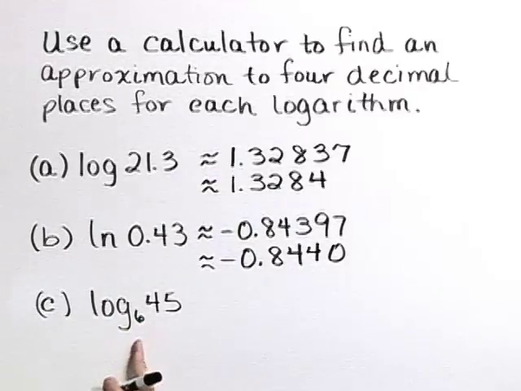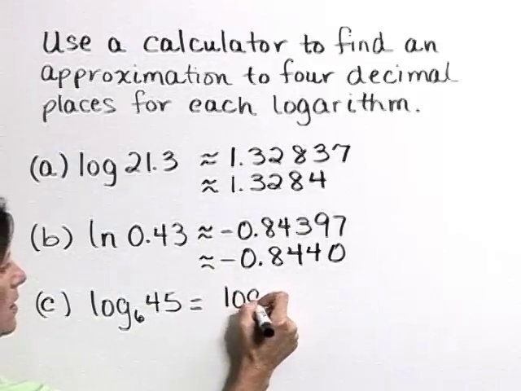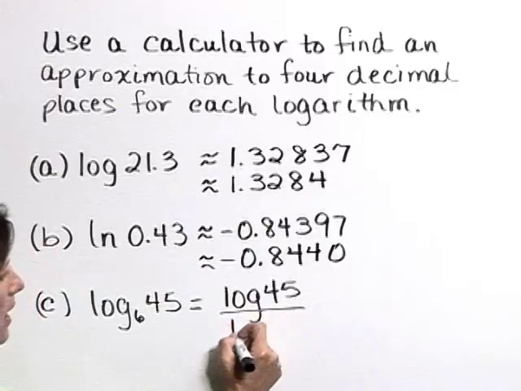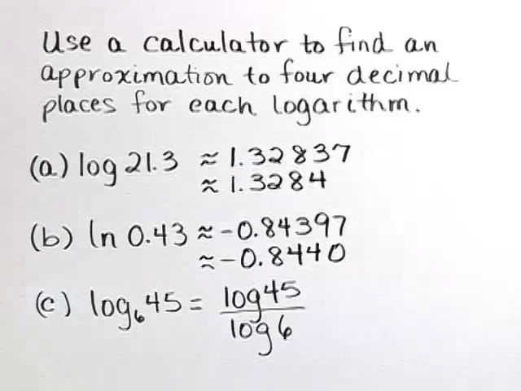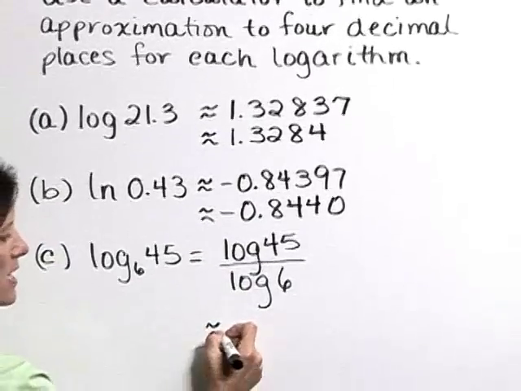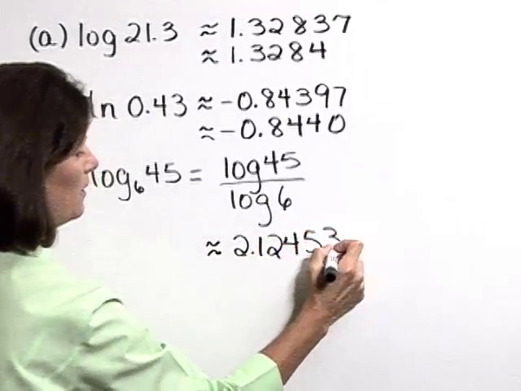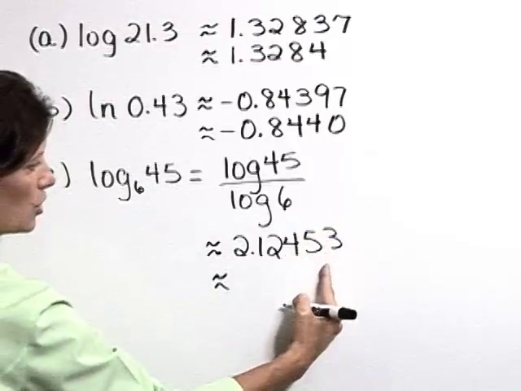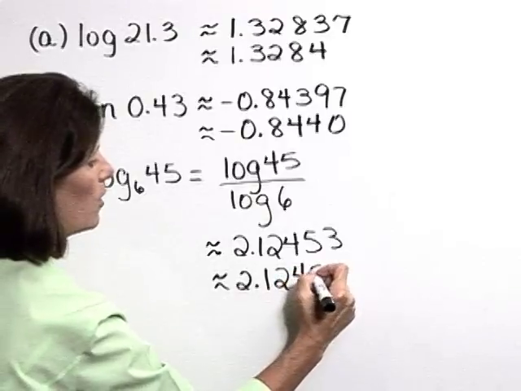In part C, we have a log base 6 of 45. Let's use our change of base rule to rewrite this as common log 45 over common log of 6. Those are log base 10 each. Evaluating with our calculator, we'll get approximately 2.12453 to 4 decimal places then. This gets chopped off. This is a 2.1245.